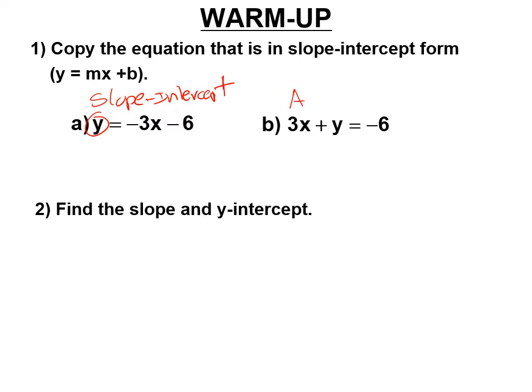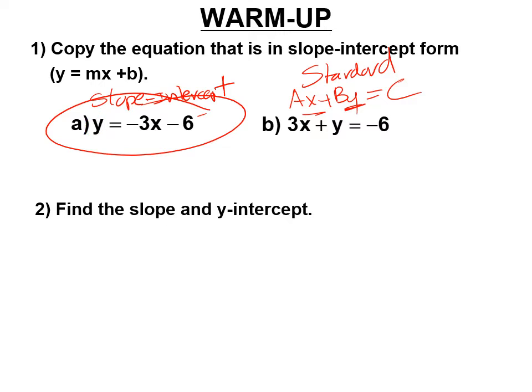Then this one has y and x on the same side of the equal sign. When you have x and y on the same side, you've got standard form. All right, so copy this equation. What's the slope? The slope is negative 3. The y-intercept is 0, negative 6. That is also the same line over there, B.